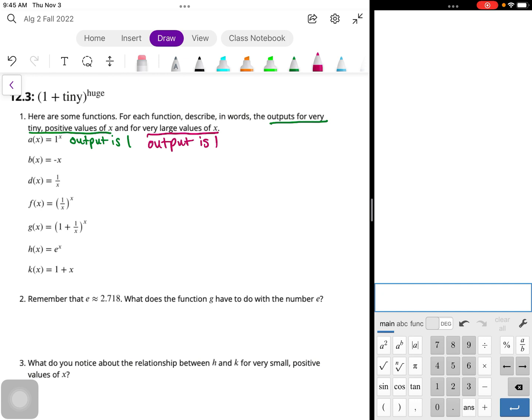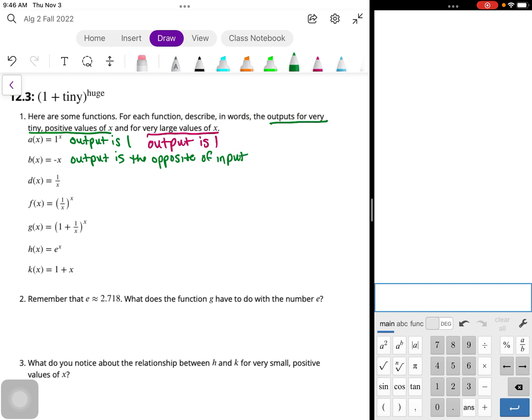Now let's take a look at B of x. If I plug in, say 1, I get -1. If I plug in 2, I get -2. And so the output is always the opposite. So if I plug in like 1/50th, I'm going to get -1/50th. And so the output is the opposite of the input.